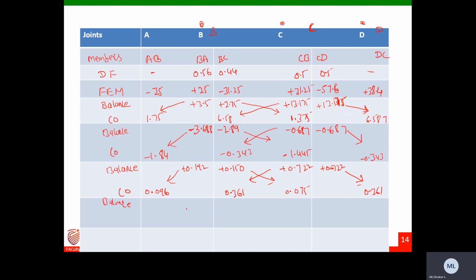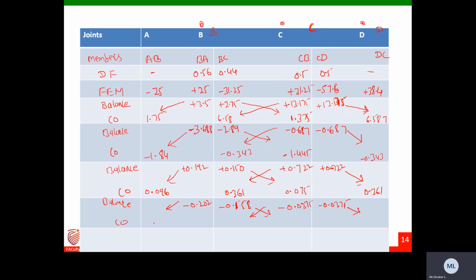So if you do the balance, this is minus 0.202, minus 158, and this is minus 0.30375, and this is minus 0.0375. And now once again do the carryover. Carry over here. Now do the carryovers.